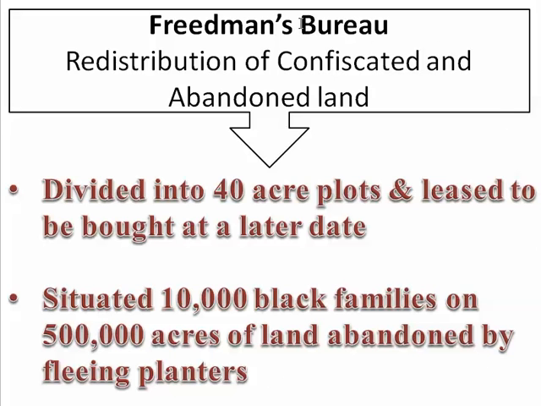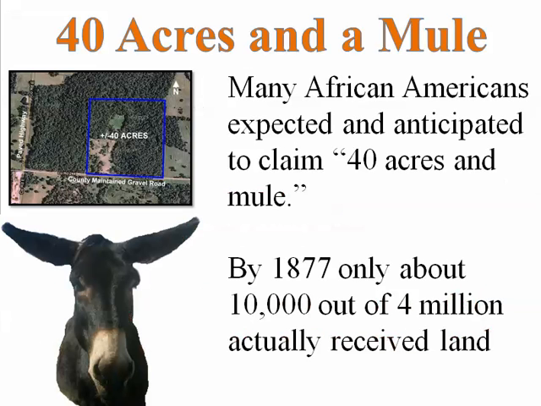So that was a little bit of effort, but the myth going around, and it was discussed by radical Republicans, was that every slave that was freed, out of about 4 million, would receive 40 acres and a mule. A lot of freedmen were waiting around for their 40 acres and a mule, only to be disappointed. They would not get 40 acres and a mule. By 1877, only about 10,000 out of 4 million freedmen actually received land.